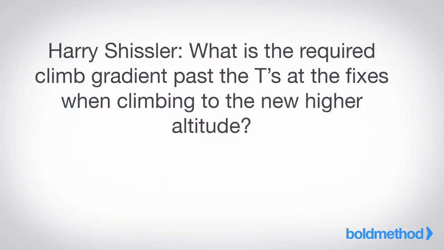Okay, looks like we got another question. Next question is from Harry, and he wants to know, what is the required climb gradient past the T's at the fixes when you're climbing to a new higher altitude? 200 feet per nautical mile. That's a standard climb gradient required in IFR. That's a climb gradient that you're going to use when you are departing an airport. It's a climb gradient that you would use on a missed approach procedure unless it's otherwise published. Same climb gradient that you would be expected on an airway.